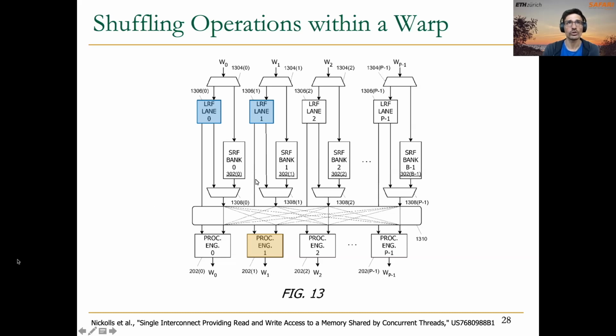So imagine that we want to move some value between different register lanes, between different threads. What we can do, if this is our source value, is use the same interconnect or a similar one to move the value from this lane 0 of the register file all the way to this lane 1 of the register file. And this is how shuffle operations could be executed within a warp.